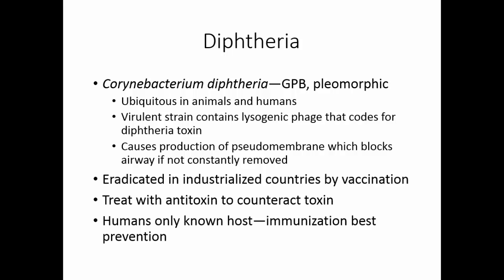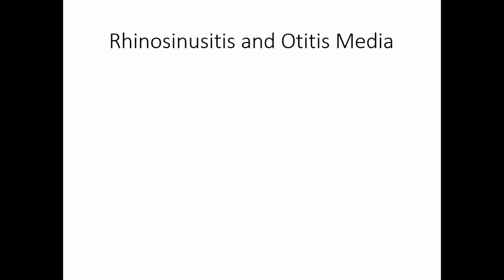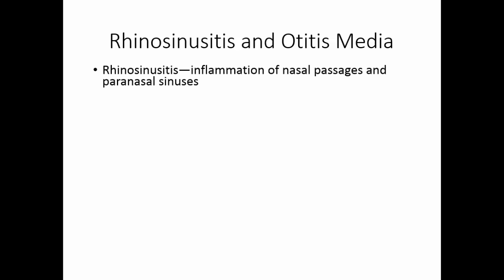Humans are the only known host for diphtheria, and the best prevention is immunization. Rhinosinusitis is an inflammation of the nasal passages and the paranasal sinuses. We used to talk about rhinitis and sinusitis as though they were separate, but you usually have one with the other. Rhinosinusitis is more common in adults.